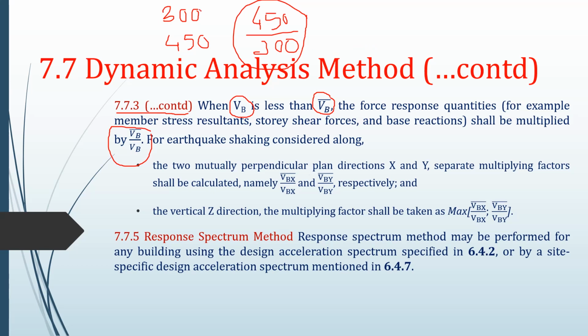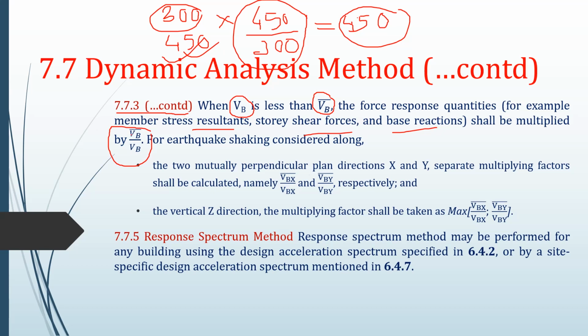For example, our base shear is 300. Now if we multiply 300 with this factor 450 by 300, we get our new base shear, or minimum base shear, to be 450 itself. That is the same base shear that is obtained from the equivalent linear static method. So we have to multiply all of our response quantities, including member stress resultants, story shear forces, and base reaction, by this factor VB bar by VB.